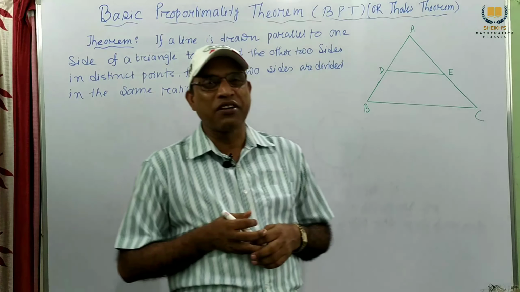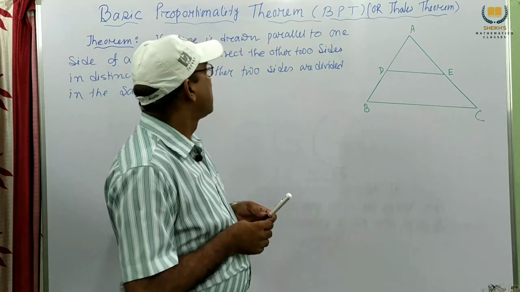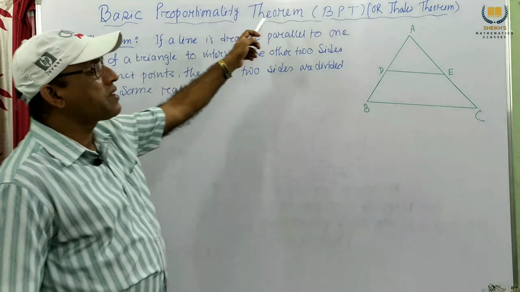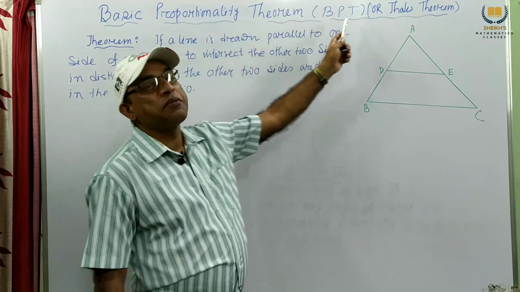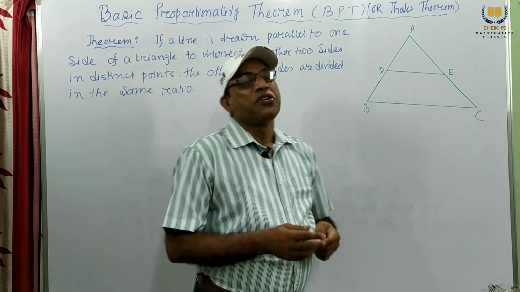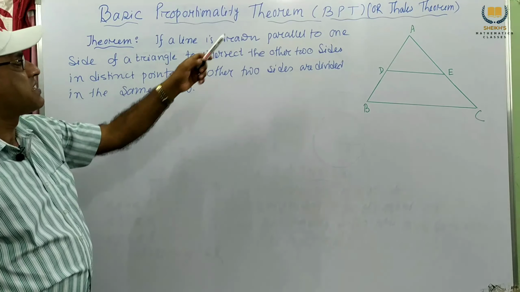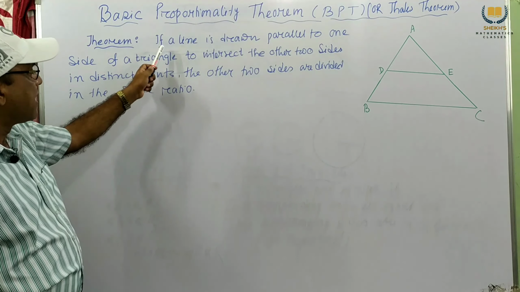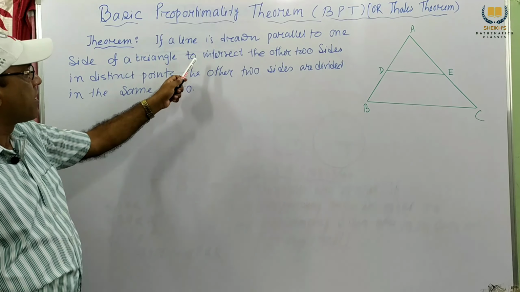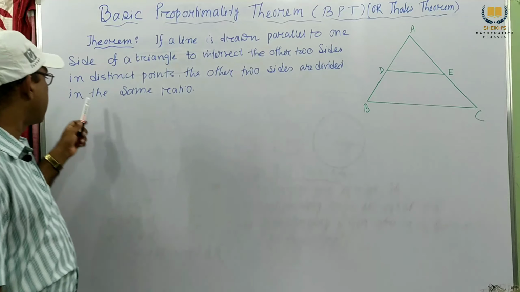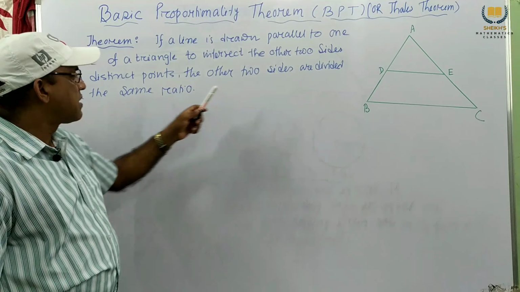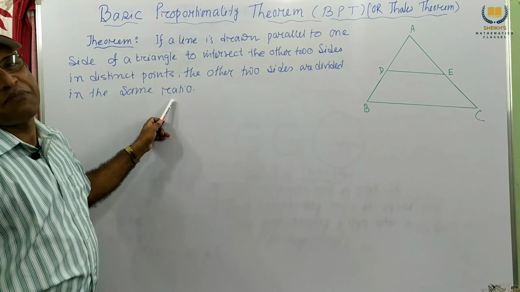Just I consider the theorem. Proof is given in your textbook. So the name of this theorem is basic proportionality theorem, simply BPT, or another name is Thales theorem. Theorem is that if a line is drawn parallel to one side of a triangle to intersect the other two sides in distinct points, the other two sides are divided in the same ratio.